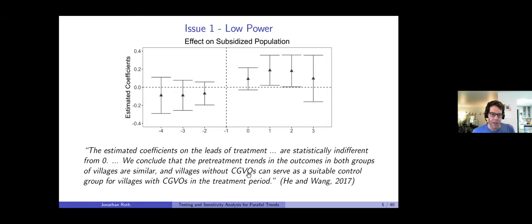So basically, they're looking at these pretreatment coefficients. They can't reject that they're all equal to zero, and so we're going to take that as validation of the parallel trends assumption, and then assume that these are all valid estimates of the post-treatment treatment effect for this treatment of interest.